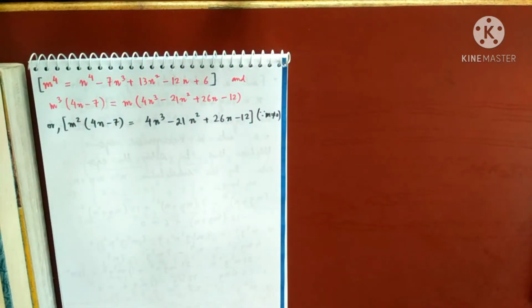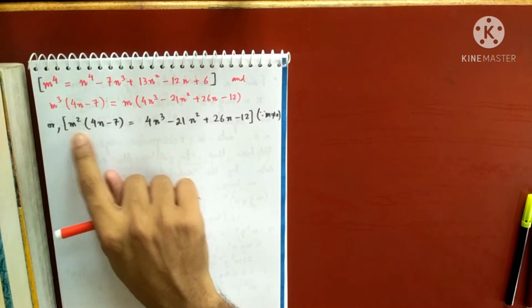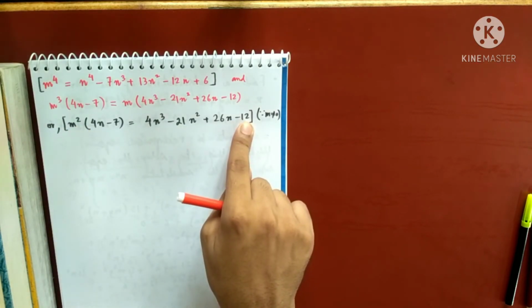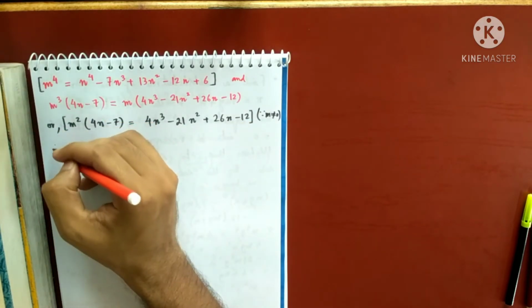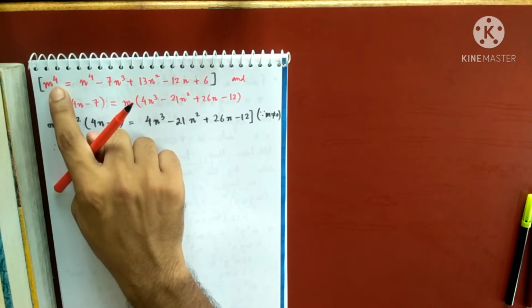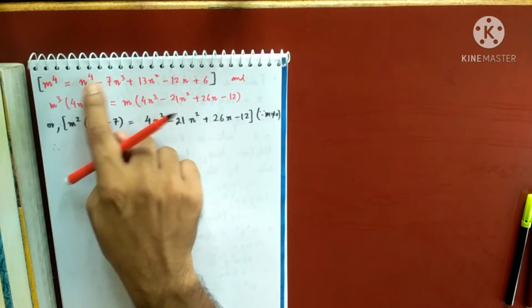Using this too, I have to get values of m and n. So what is the technique that I will be using? You see, I will square this. Why am I squaring this? Because I know the value of m to the power 4 in terms of n. So that value I can put it here.